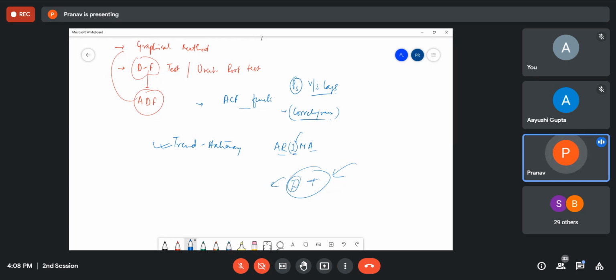Is this clear till here? I have not discussed anything in detail, but I have just told you what the various methods are to go about it. Any problem till here? Guys, at least respond. Yes, no, what is it?